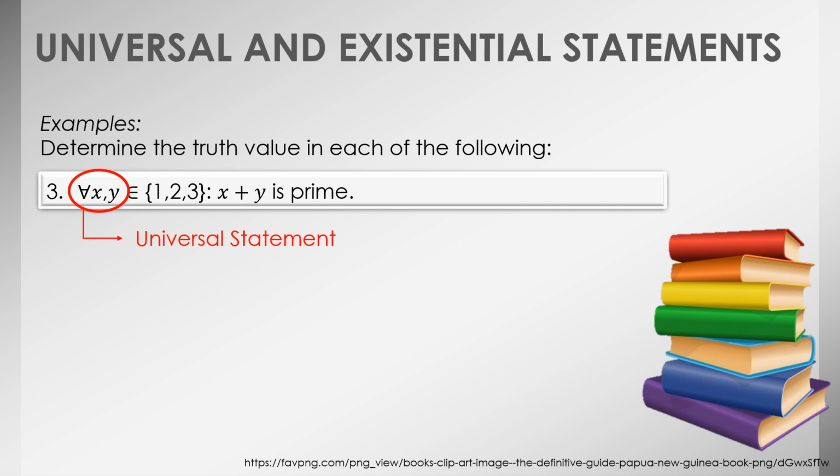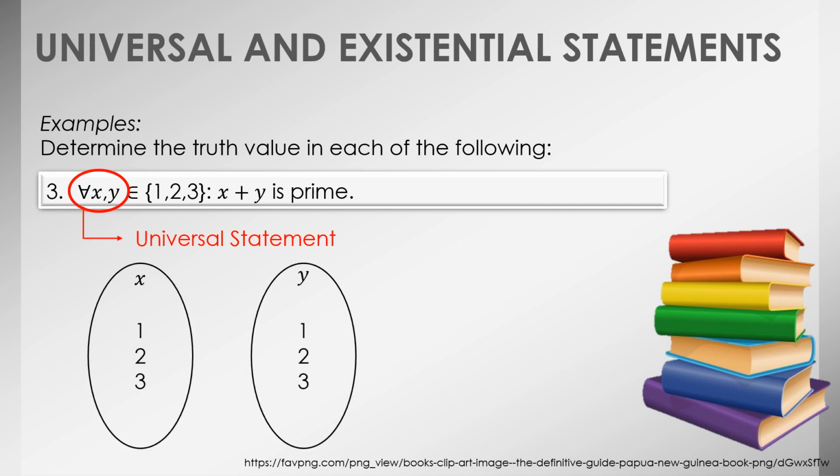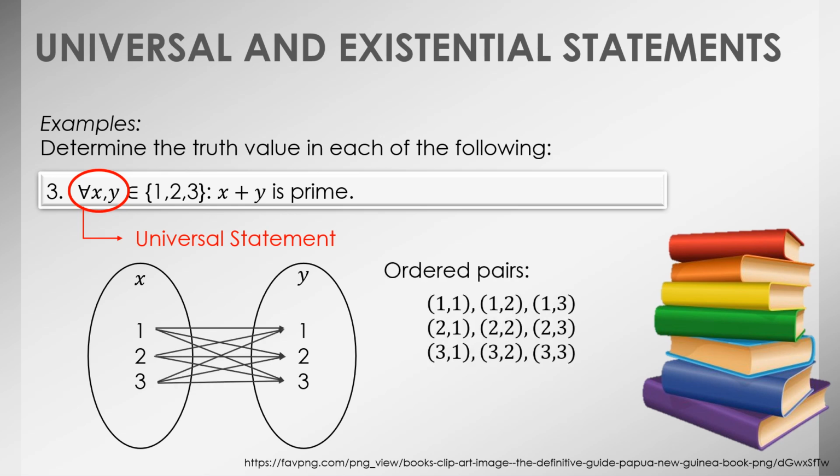And to do that, we make use of this mapping to clearly see the possible pairs for these variables. Pairing each value of x to every value of y starting with 1, then 2, and 3, we have come up with these ordered pairs. Now, since we already have ordered pairs consisting of values of x and y, we are now ready to use each pair in substituting to x and y in the given statement.